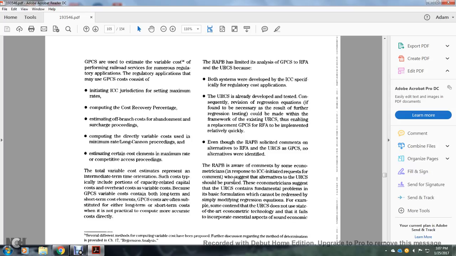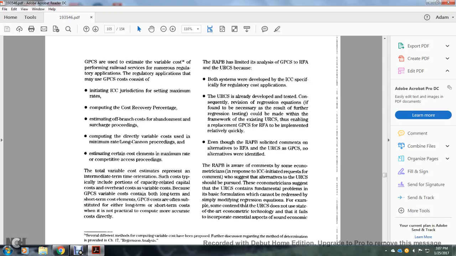Even though the Railroad Accounting Principles Board solicited comments on alternatives to the RFA, the Uniform Railroad Costing System, and the General Purpose Costing System, none was alternatively identified, though the Board is aware of the comments. Some of the econometricians who responded to the request for comments suggest that an alternative to the Uniform Railroad Costing System should be pursued, since they suggest that its fundamental programs and basic formulation cannot be redressed simply by modifying a regression equation.